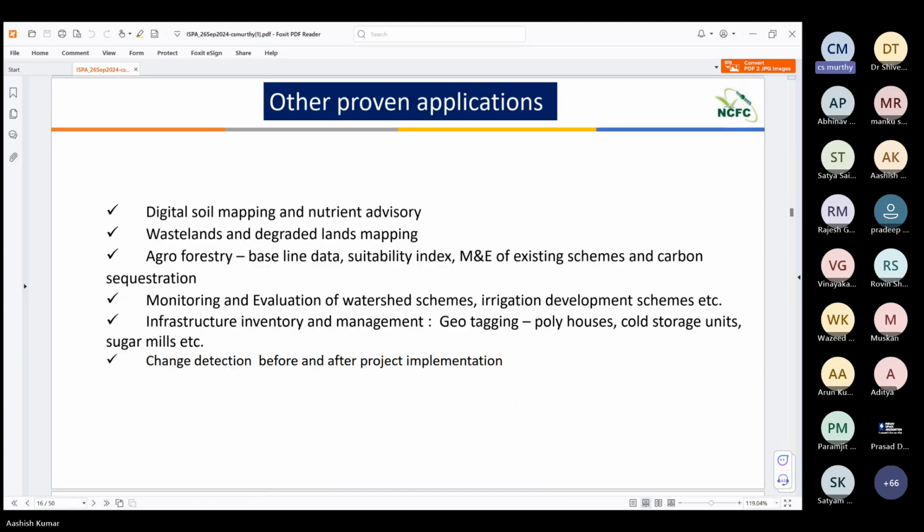So of course, these are all well known, and there are many other proven applications: digital soil mapping, wastelands, agroforestry, baseline data monitoring, change detection, whatever it is. These are all well known, I need not tell. Next, please.